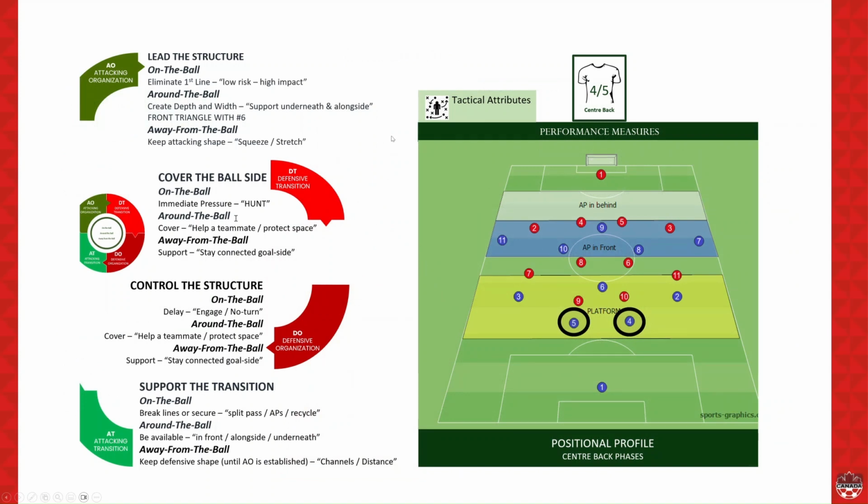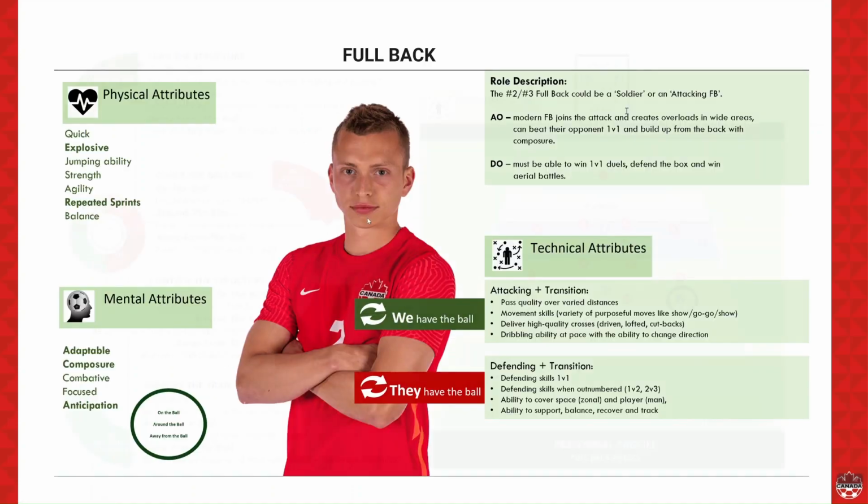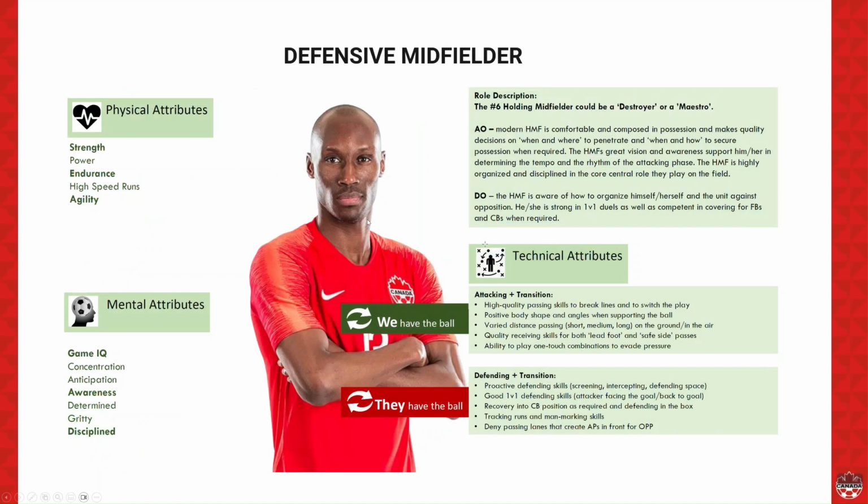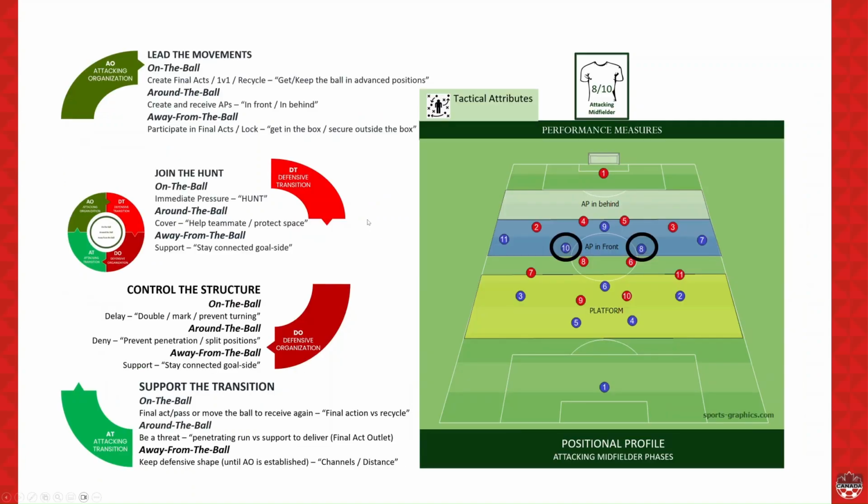And the last is tactical attributes. The players can have different attributes in different moments. For example, on the ball in the AO, eliminate the first line, low risk, high impact. Around the ball, create depth and width, support underneath and alongside. And away from the ball, keep attacking shape and squeeze. And some other attributes you can see here. I have them for all positions.